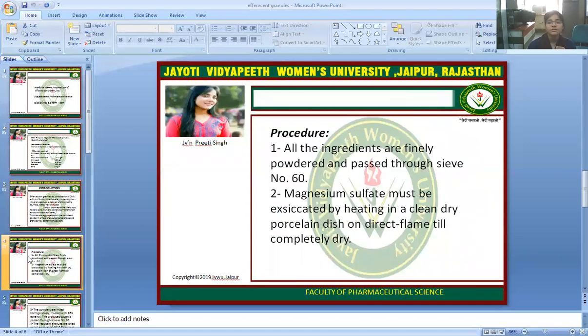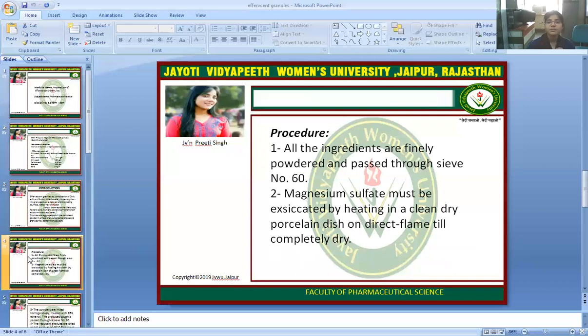Next, what is the procedure for effervescent granules? All the ingredients are finely powdered and passed through the sieve. Firstly, all the formulation chemicals are weighed accurately on the weighing balance. Then they are passed through the sieve for fineness, and all ingredients are finely powdered and passed through sieve number 60.